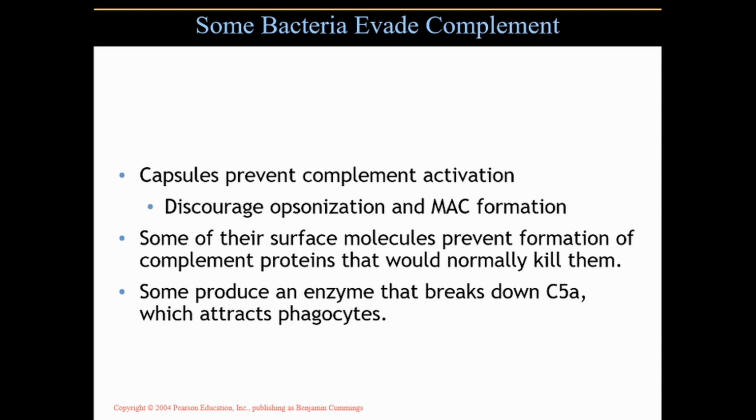Some of their surface molecules prevent formation of complement proteins that would normally kill them, and so their molecules, for example, will prevent the membrane attack complex from actually bonding together and being able to penetrate and puncture their cell membranes. And some produce enzymes that break down C5a. And again, just in this particular specific aspect of the complement system we're looking at, they produce other enzymes as well that are hindering the complement process. But in this particular instance, this enzyme breaks down C5a, which attracts phagocytes.